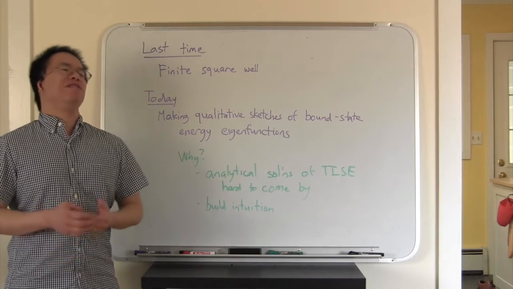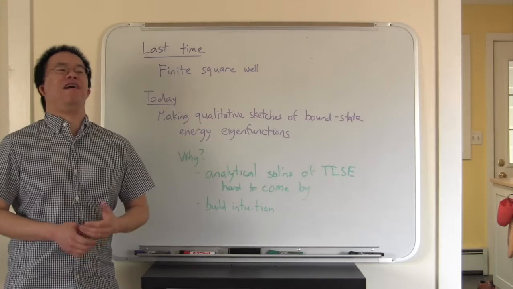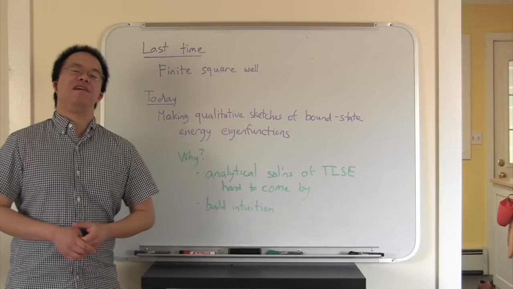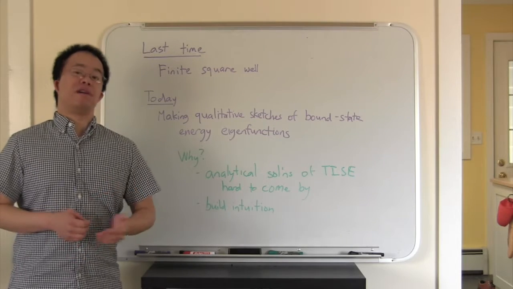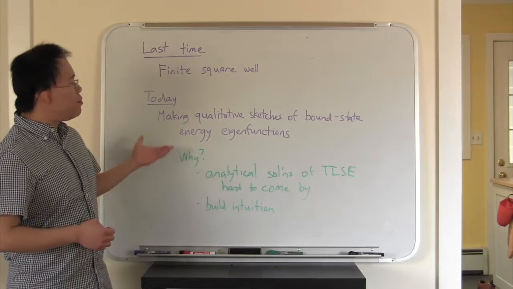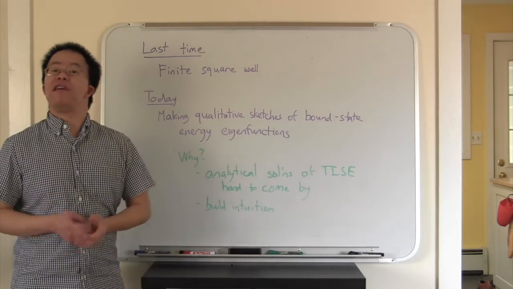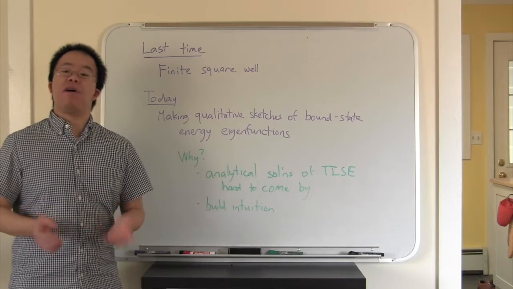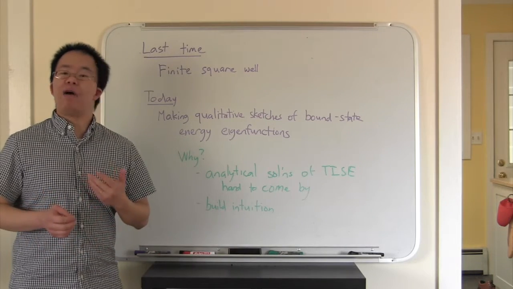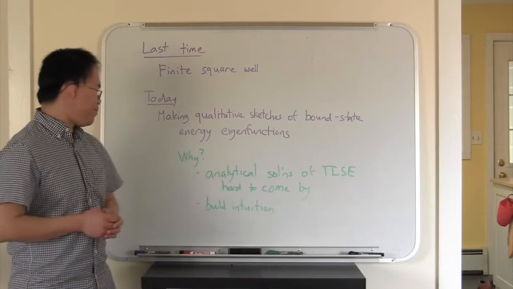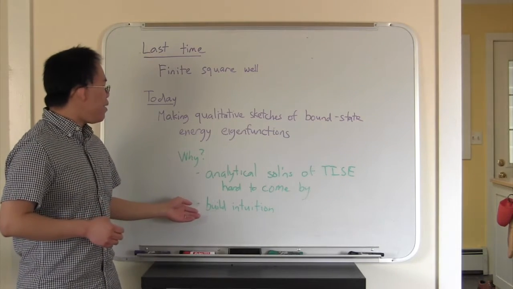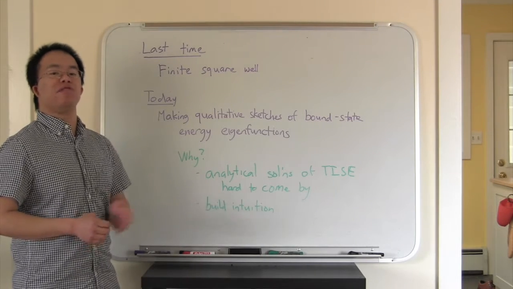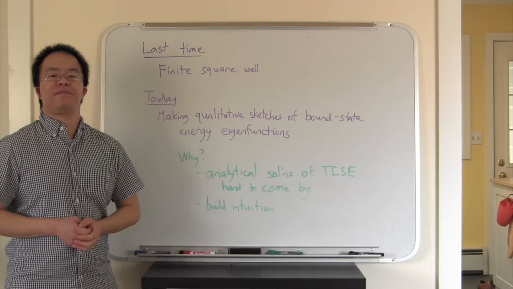For most potential energies, except for a handful of special cases, you do have to resort to numerical solutions. And being able to reason about what the bound state energy eigenfunctions might look like helps to provide a plausibility check on the output of any such code. And moreover, thinking about qualitative sketching is a really nice way to build intuition about 1D quantum mechanics.